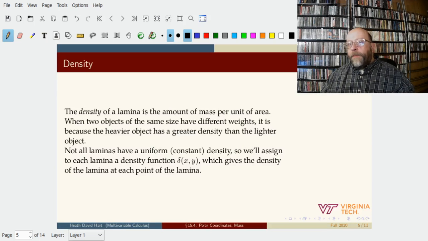When we talk about the density of a lamina, it is the amount of mass per unit of area. When two objects of the same size have different weight, it's because the heavy object has a greater density than the lighter object. Not all laminas have a uniform density, and so we can assign a function that matches the density at each point of the lamina. The units for that function will be mass per unit of area, such as kilograms per meter squared.